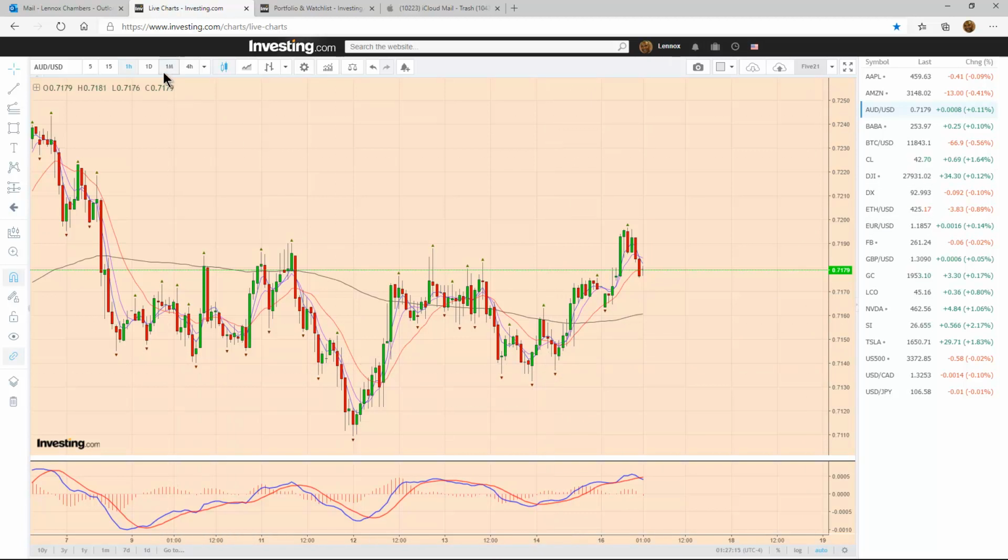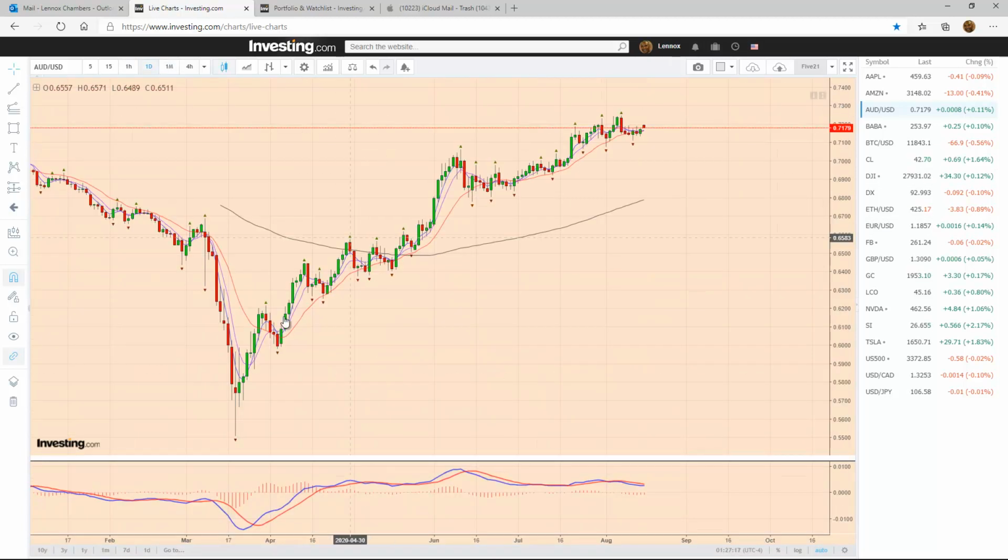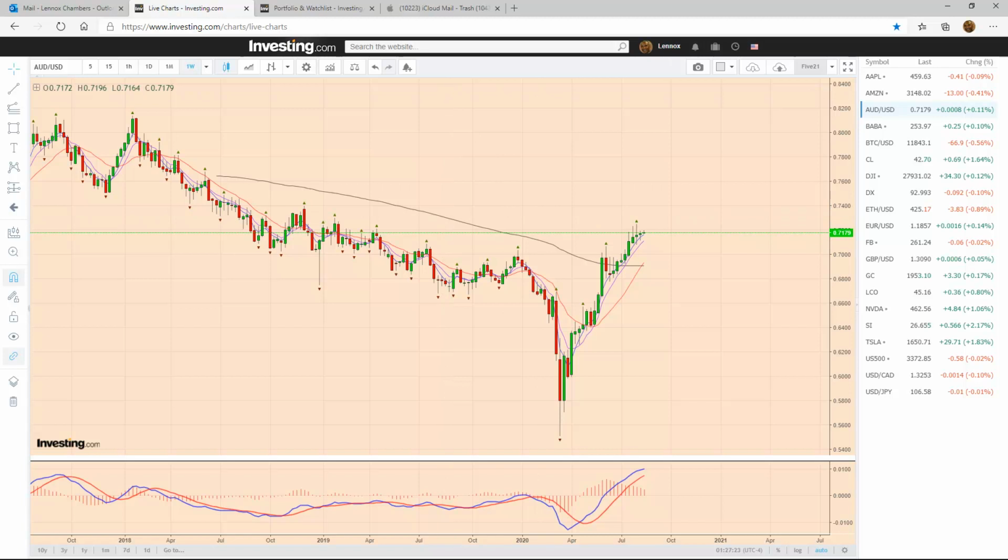Let's go to the daily, and very strong to the upside. Let me go to the weekly so I can see to the left. Okay, so now this gives us a good idea. We're at a resistance area, but looking to continue to push through, maybe back up to this area or even higher. But right now we're still very strong, Aussie versus the US dollar on the daily.